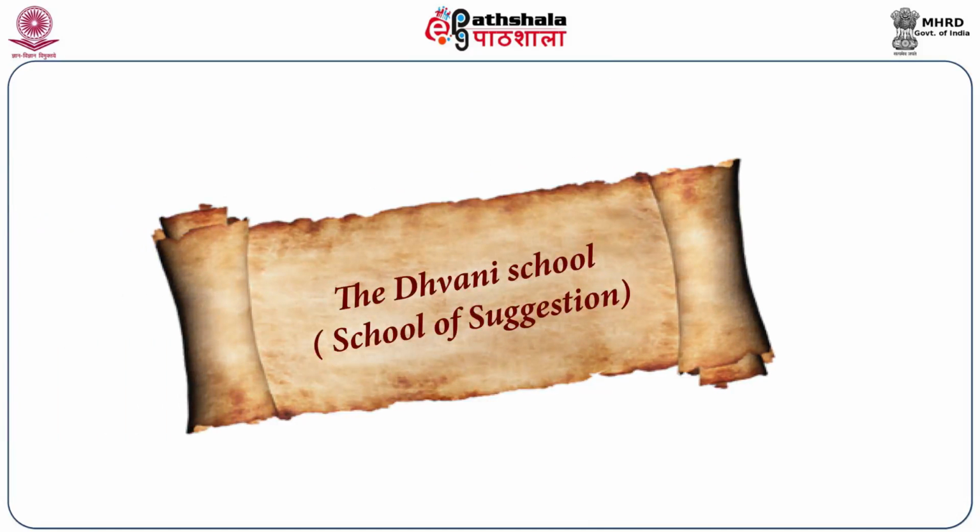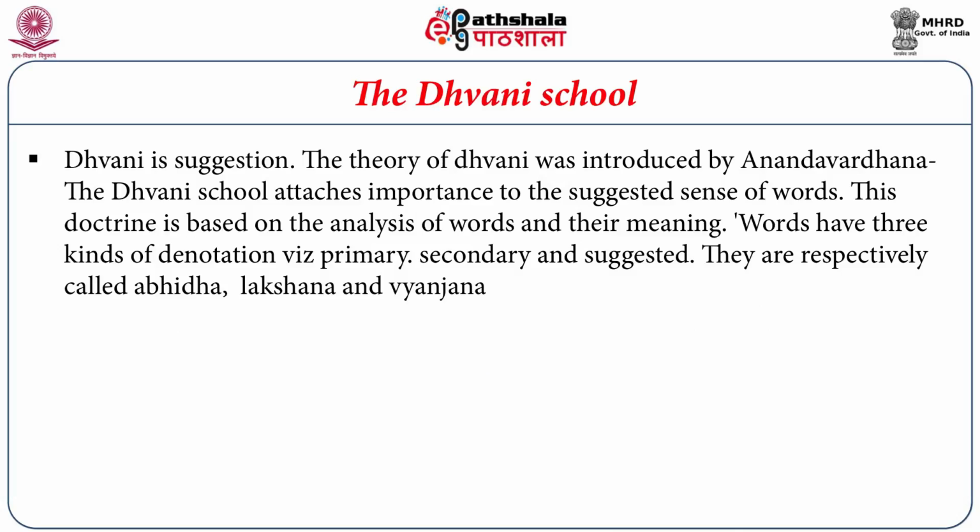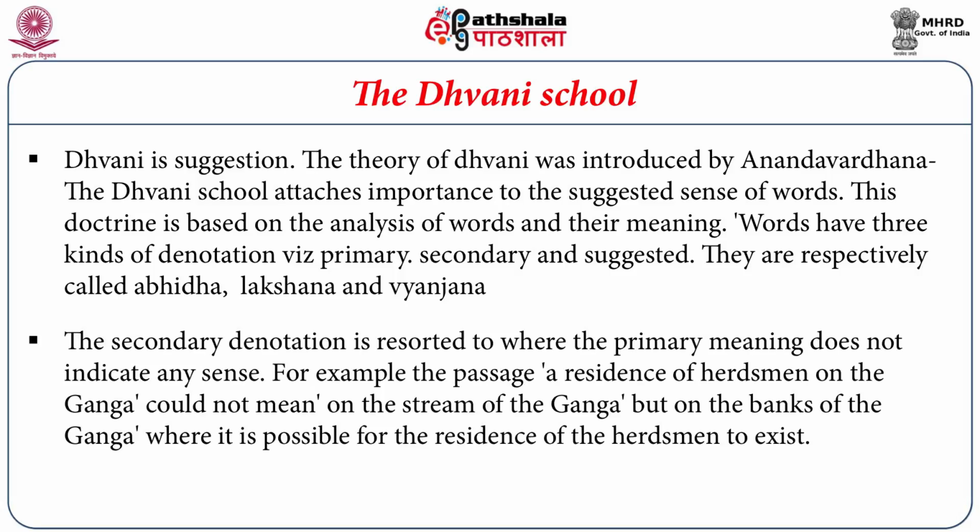Now we will see what the Dhvani school is. It is a school of suggestion. The theory of Dhvani was introduced by Anandavardhana. The Dhvani school attaches importance to the suggested sense of words. This doctrine is based on the analysis of words and their meaning. Words have three kinds of denotation, namely primary, secondary and suggested, that is Abhidha, Lakshana and Vyanjana.